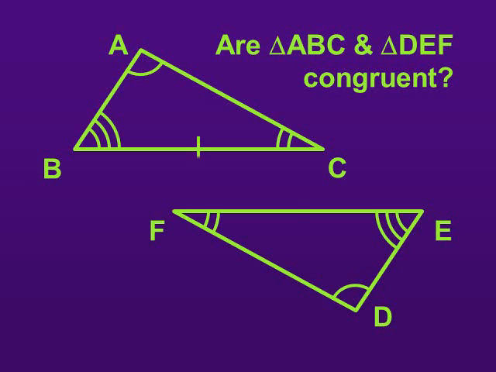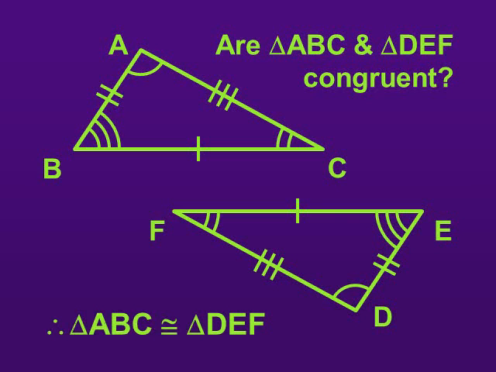And then also the corresponding sides. BC is congruent to EF. That matches the order that we have the triangle lettered. So ABC, BC is congruent to EF. Without even looking, we can see the next one would be side AB is going to be congruent to DE. And then the last is AC is going to be congruent to DF. Therefore, they are congruent.